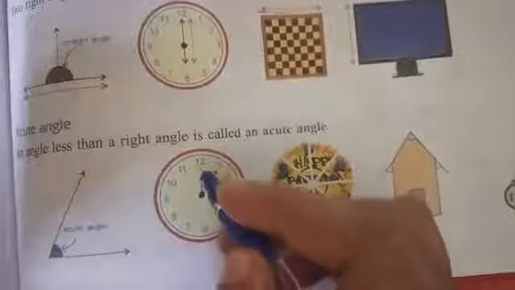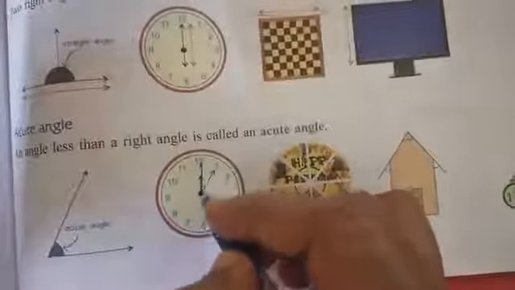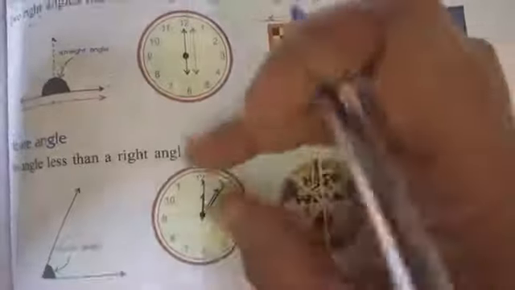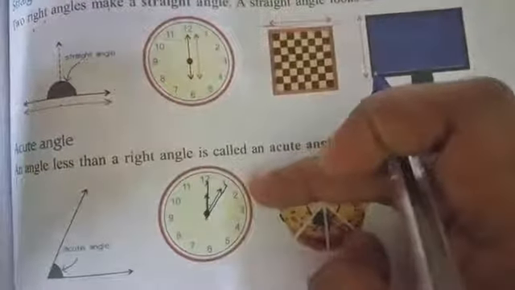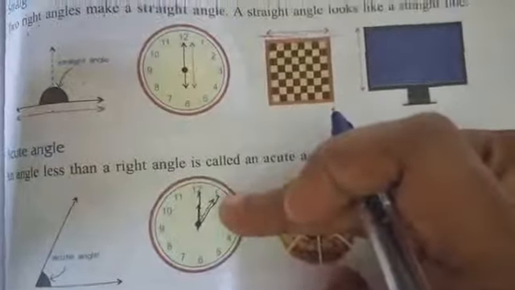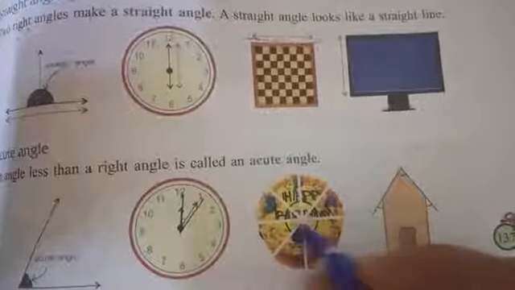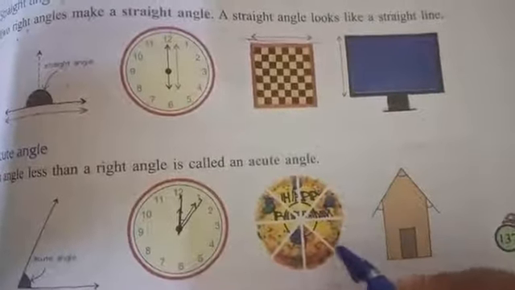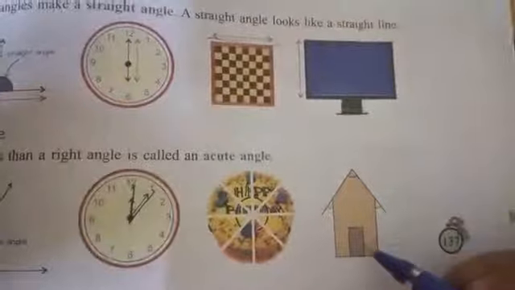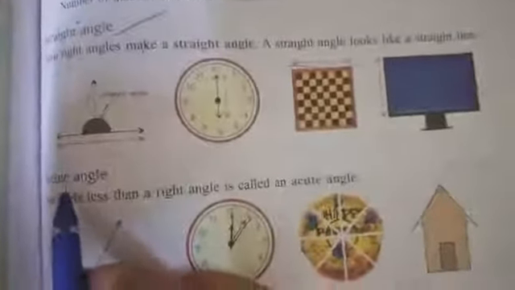See in the clock also, the shape. Can you see the shape here? In the clock also we can find an acute angle. Even with birthday cakes, we cut into pieces, right? See here the shape, and the house also. So that is the acute angle.